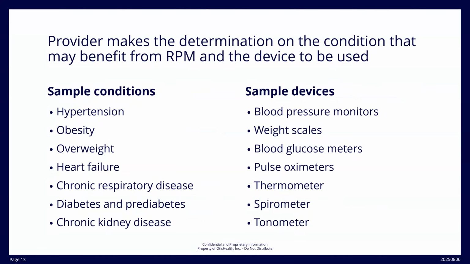So again, the provider makes a determination of what condition would benefit from RPM, as well as the device that can be used. And so on the left-hand side, sample conditions can include these and many other conditions. The sample devices are on the right-hand side. The critical item for us on the sample devices is that it needs to be able to transmit the data automatically to an app. So most of the time, an easy way to know this is if the device has a Bluetooth symbol on it, or it has some type of Wi-Fi connection, then we know we can probably get the data from the device into an RPM platform.